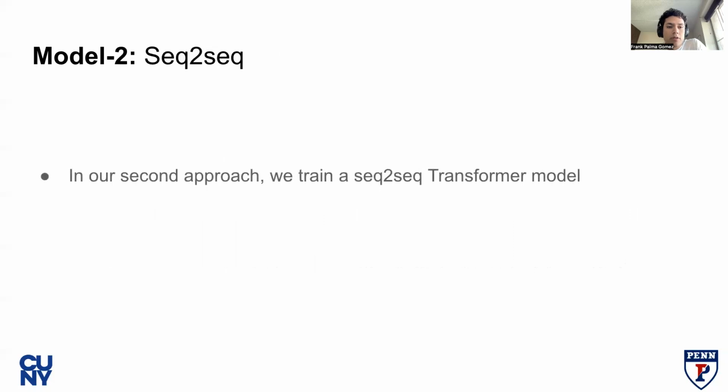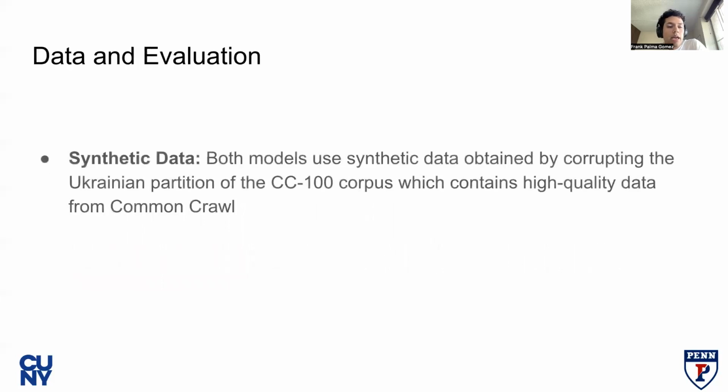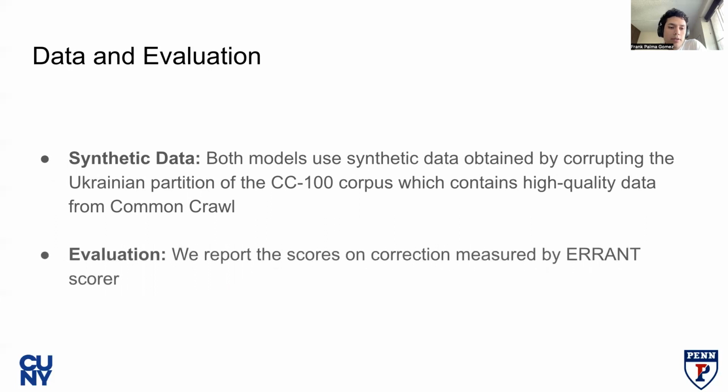In our second approach, we train a transformer sequence-to-sequence model. This is a smaller model with 275 million parameters. And we follow the same procedure as our first approach, train on synthetic data and further fine-tune on gold data. In our experiments, we utilize the CC100 corpus to generate synthetic data. CC100 contains high-quality data from Common Crawl. To evaluate our models, we report scores measured by ERRANT score.